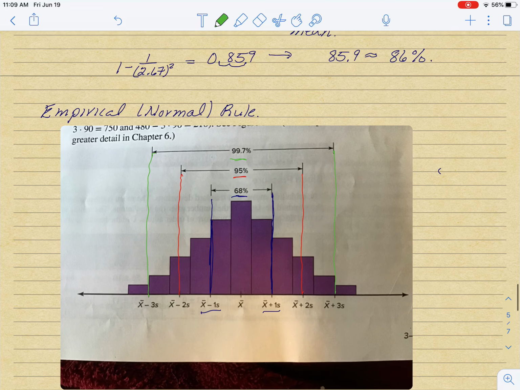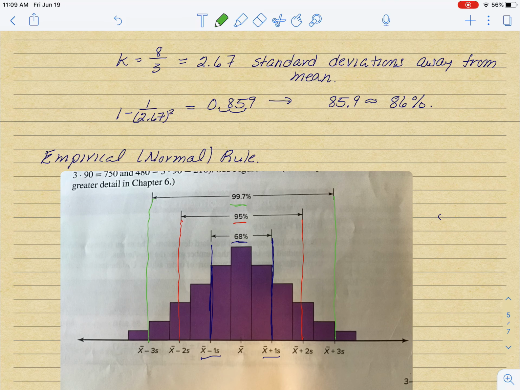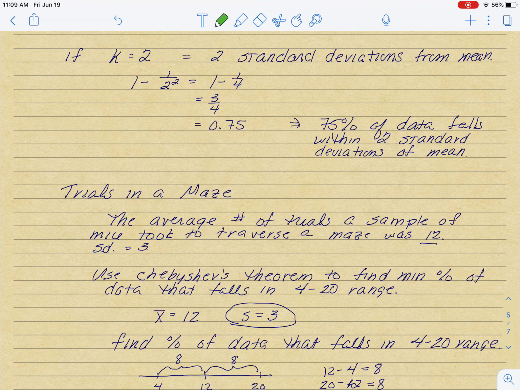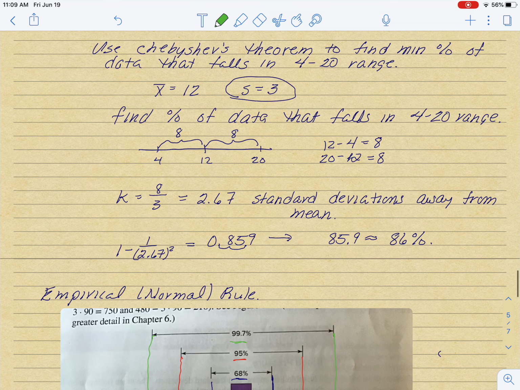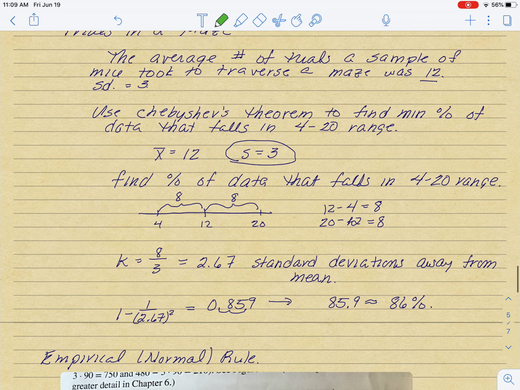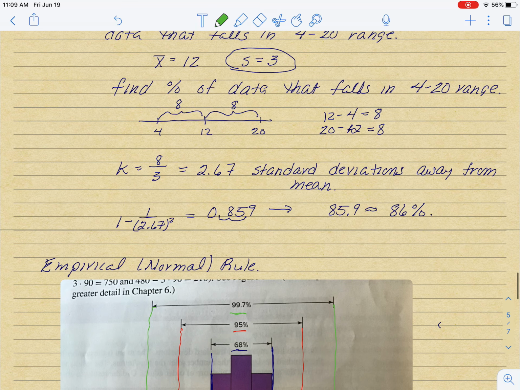So if you can figure out how many standard deviations away from the mean you are in a normal or symmetric distribution, then you're going to be able to figure out what percentage of the data lies within those intervals. All right, so that's the last of this section, and if you need help with the homework, just let me know. So again, in this last section, we did Chebyshev's theorem and the empirical normal rule.